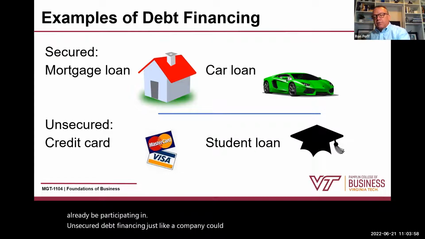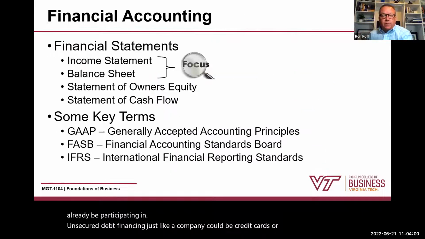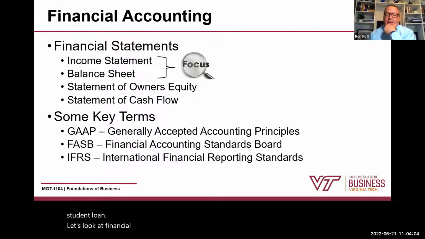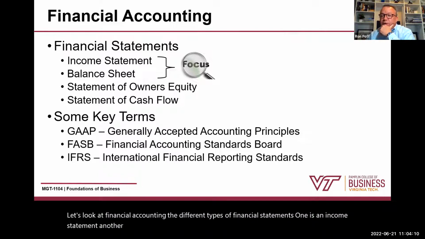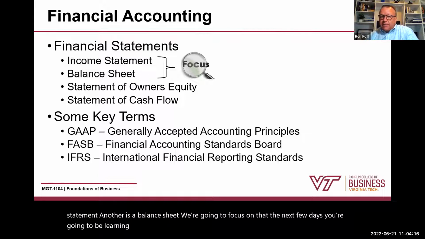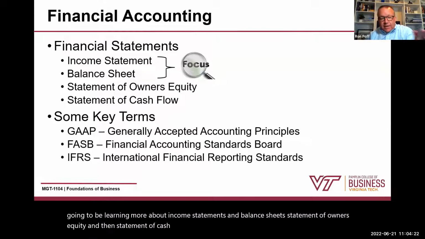be credit cards or, like, for example, a student loan. Let's look at financial accounting, the different types of financial statements. One is an income statement, another is a balance sheet. We're going to focus on that the next few days. You're going to be learning more about income statements and balance sheets, statement of owner's equity, and then statement of cash flows. Some key terms, you can see them there.